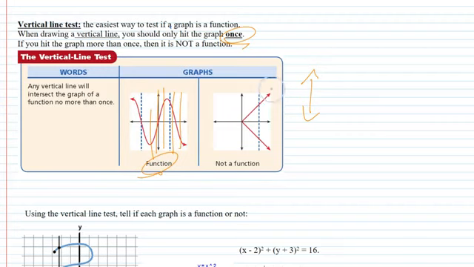However, over here we have an absolute value of y function. The vertical line is going to hit my graph twice. Because I hit the graph twice, what that means is I have 2 outputs. Remember, the input is the x value. So my x value is right here, and I have 2 outputs. If I have 2 outputs, it's not a function.